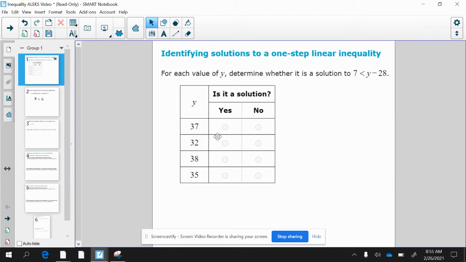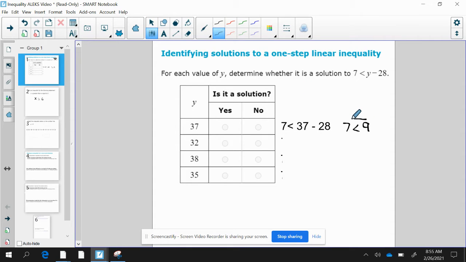So is 37 a solution? If we plug that in instead of y, we plug in 37, and it would be 37 minus 28. Right? 37 minus 28, that's going to give you 9. And the question for you is, is this true? Is 7 less than 9? The answer is yes. That would be a yes.